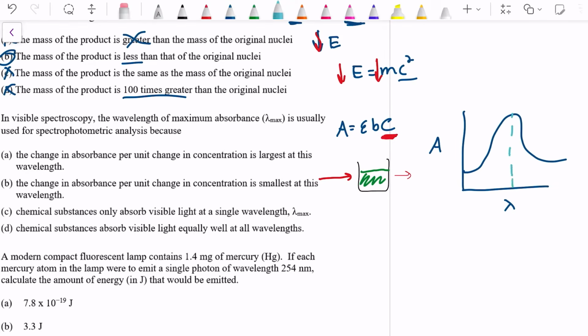So for a given species, I might have a curve that looks like this, where at this wavelength, it absorbs a ton of the light. We're going to want to use this maximum wavelength. Shoot, I'm trying to draw a lambda. Anyways, we're going to want to use that maximum wavelength that it's going to absorb the most, because per change in concentration, we're going to get very big changes in absorbance, which means they're going to be easier to measure. So on our lab equipment, if we have greater changes in absorbance, it's going to increase our precision for measuring concentration.